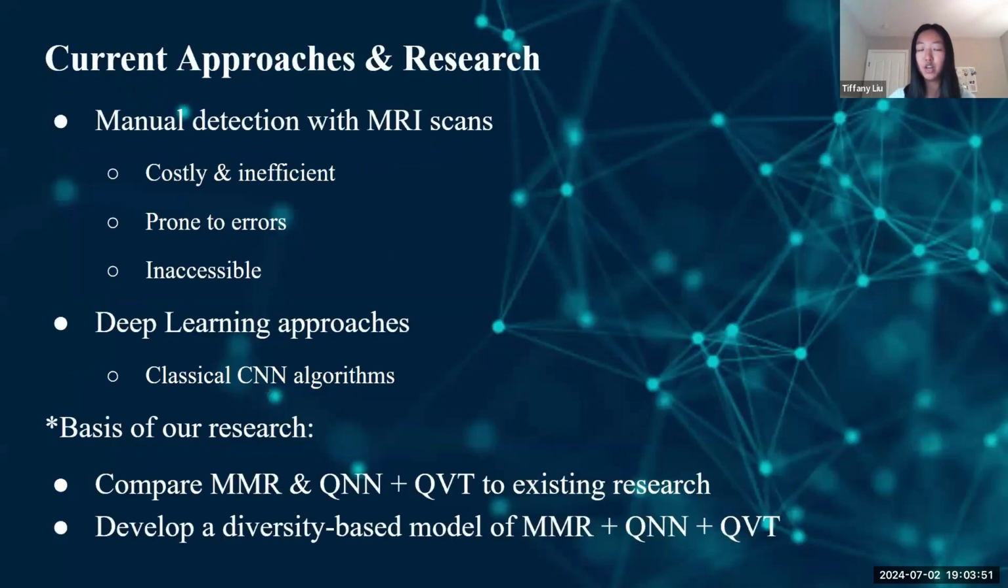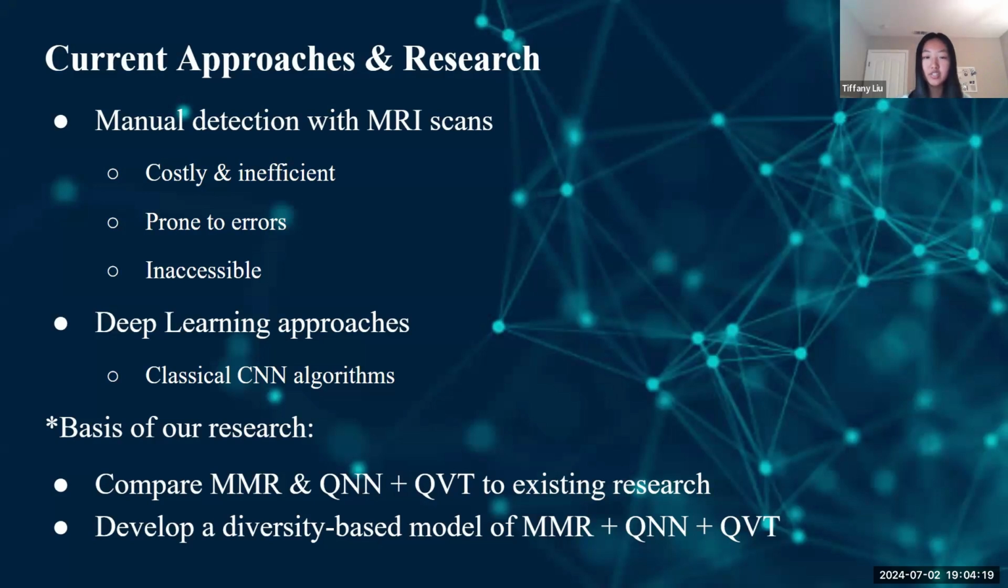So currently, the most common form of tumor detection is done manually by radiologists with MRI scans. And that poses several issues as the amount of data has been increasing. It's become a lot more inefficient and tedious to manually sort through all of this data. And also, this form of detection relies heavily on the experience of radiologists, which can be really prone to error. And many areas also don't have the access to the resources or doctors necessary to perform this.